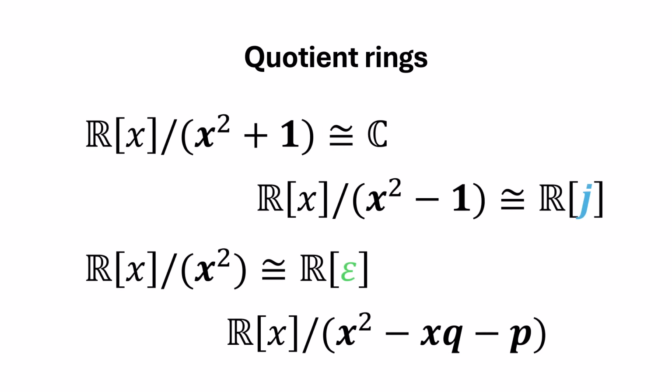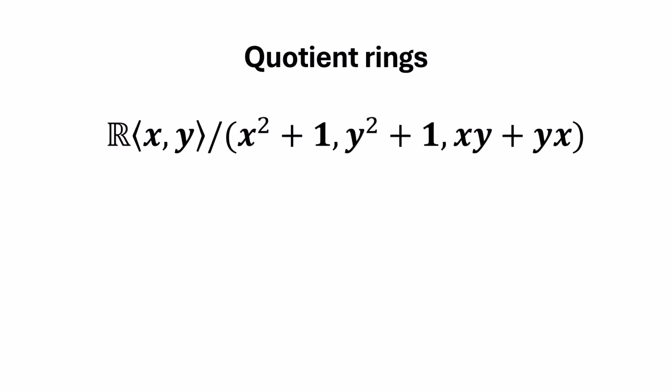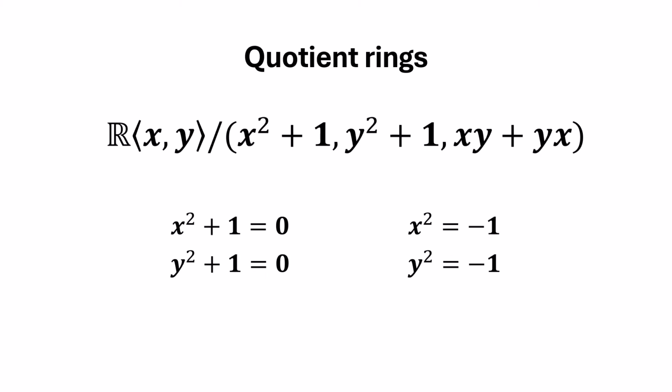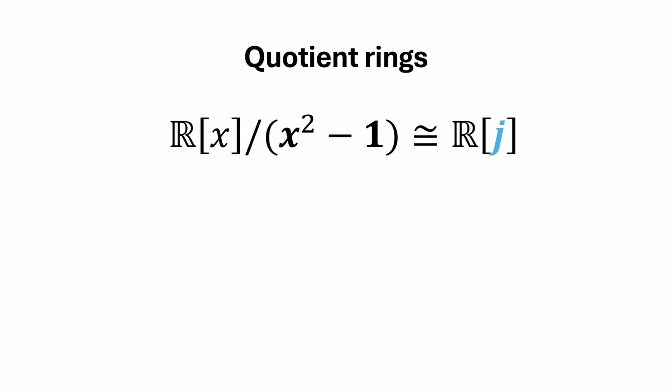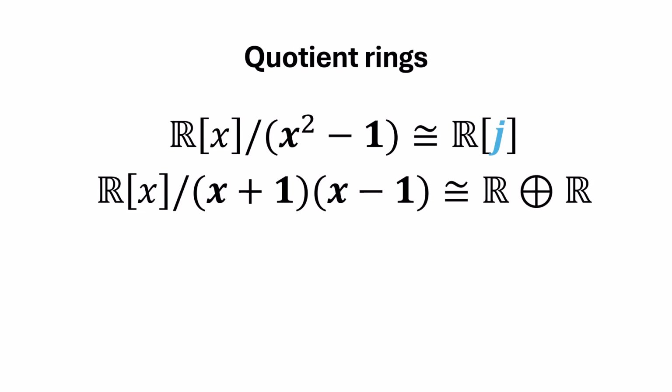The other two-dimensional numbers can also easily be defined this way, even the generalized complex numbers. Quaternions can also be described using quotient rings. However, we need two variables and these expressions. This way, we can see that x and y both equal -1 when squared, and their product is anti-commutative, just like the quaternions. We can find isomorphisms of tensor products by factoring the ideals. For example, since x squared minus 1 factors into x plus 1 times x minus 1, this shows that the split complex numbers are isomorphic to the direct sum of reals.